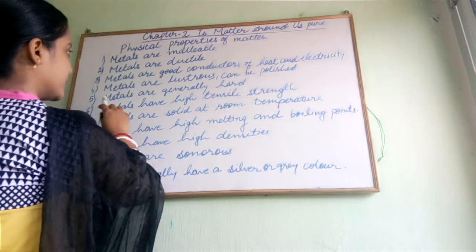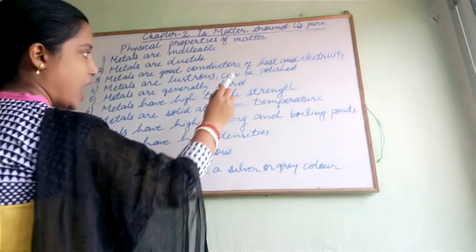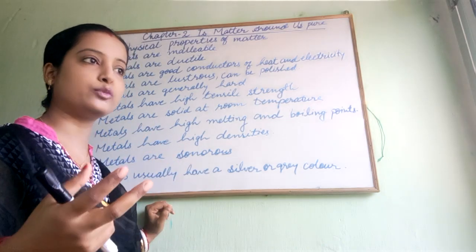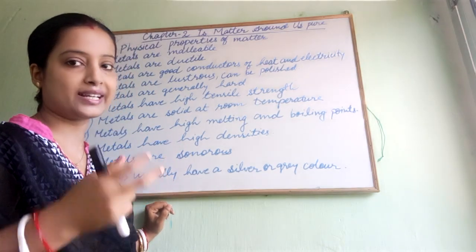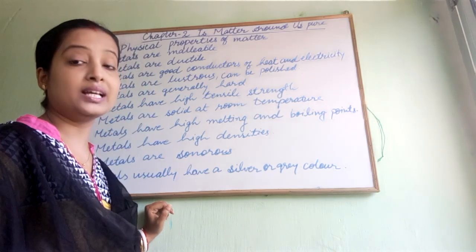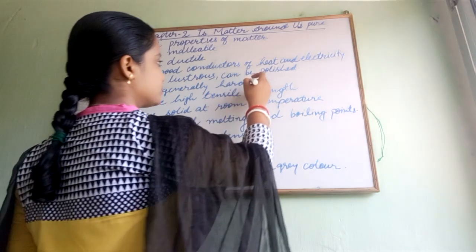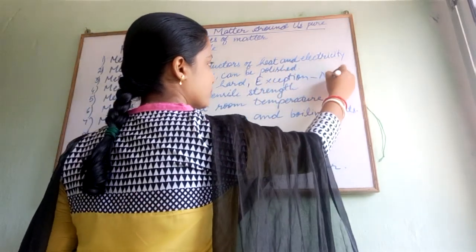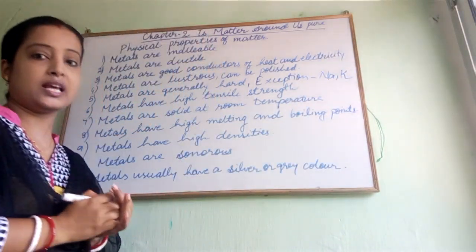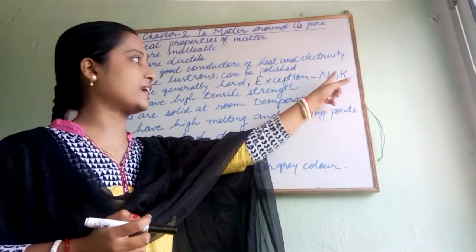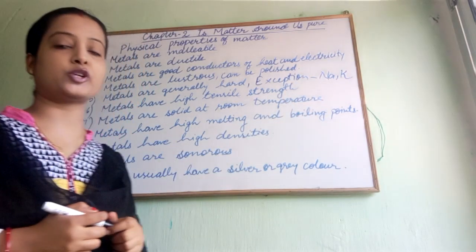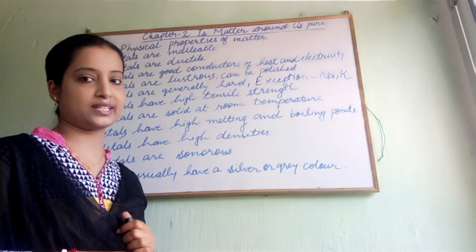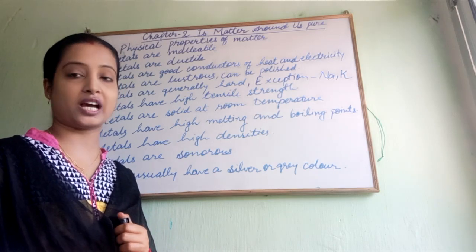Now comes the fifth property, metals are generally hard. Children, yes, of course, metals are very hard. If you see iron, gold, copper, aluminium, silver, these are all very hard and cannot be scratched easily. But there is some exception. The exception is sodium and potassium. Na is the symbol of sodium and K is the symbol of potassium. Sodium and potassium are very soft metals and they can be easily cut with a knife. So sodium and potassium are the exception. They are not very hard.